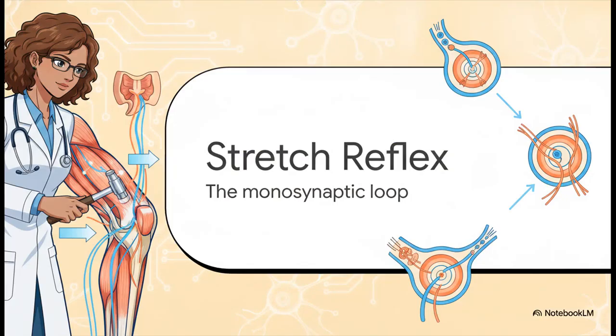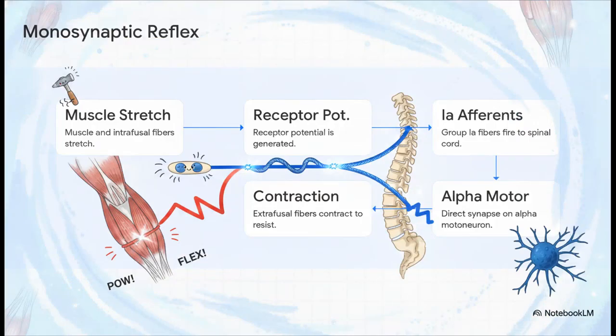Section 3. The monosynaptic stretch reflex. Let's put this wiring to the test and run the physiological software. What actually happens, chronologically, when a doctor taps a patient's tendon with a reflex hammer? Let's walk through this lightning-fast process step by step. Step 1. Boom. The hammer tap instantly stretches the tendon, which suddenly stretches the whole muscle.